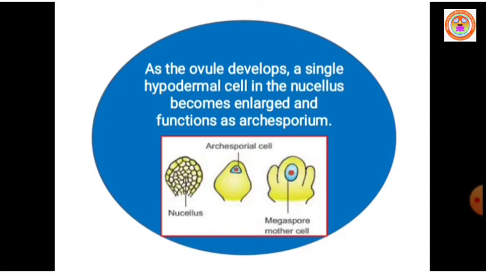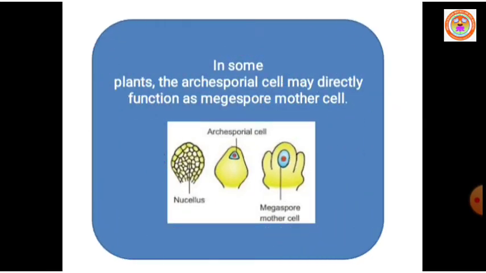In some plants, the archisporial cells may directly function as megaspore mother cell. You can see one megaspore mother cell in this picture. The archisporial cell develops directly into megaspore mother cell.